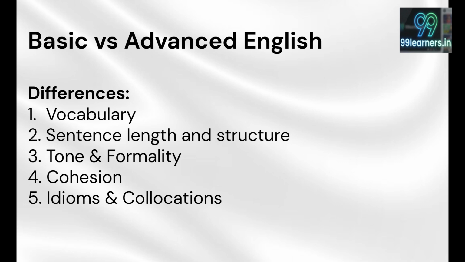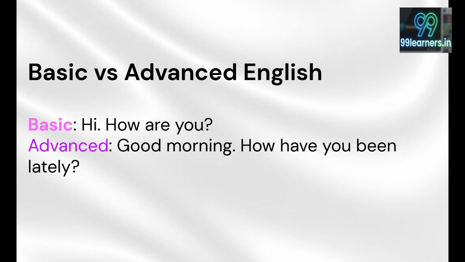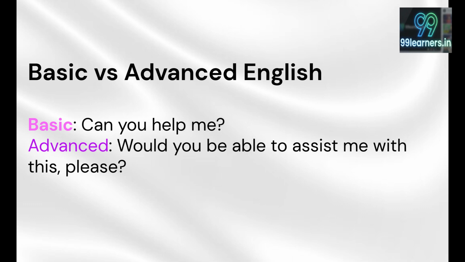Let's compare side by side. I will say a basic sentence and then the advanced version. Repeat them aloud to practice. Situation: greeting/small talk. Basic: Hi. How are you? Advanced: Good morning. How have you been lately? Situation: asking for help. Basic: Can you help me? Advanced: Would you be able to assist me with this, please?